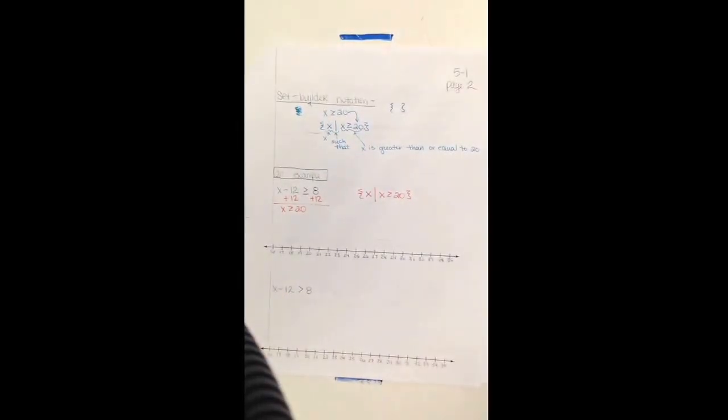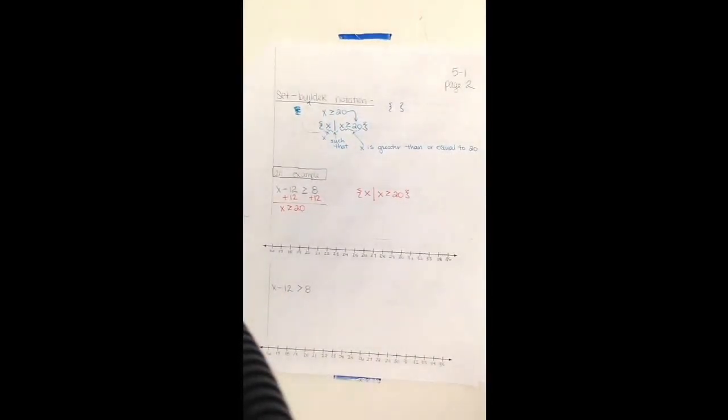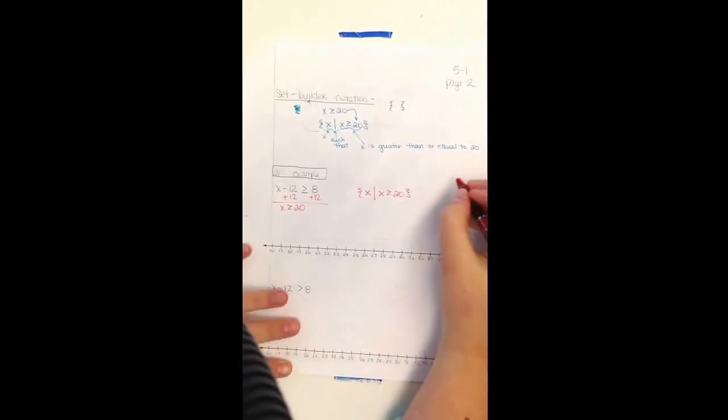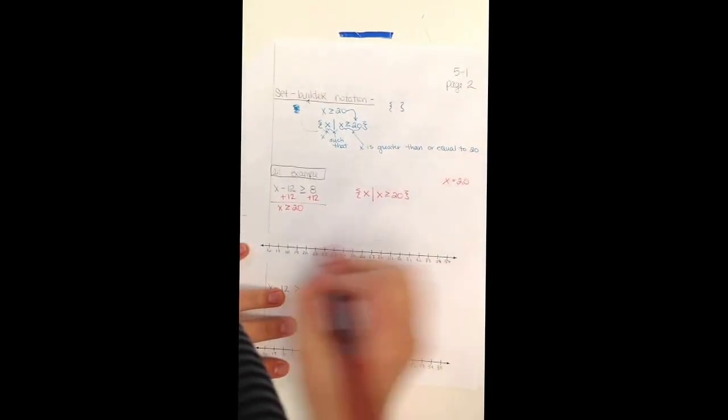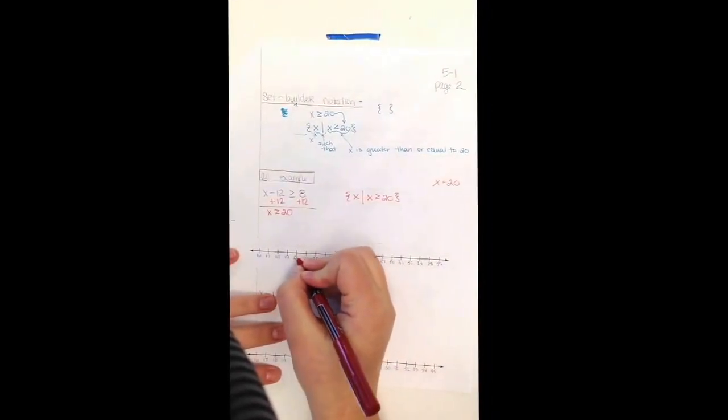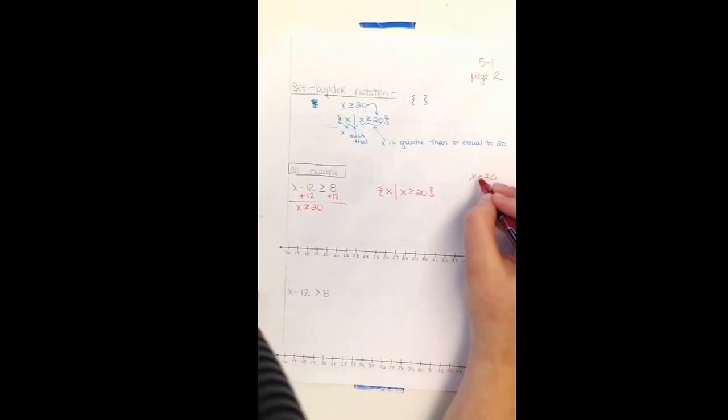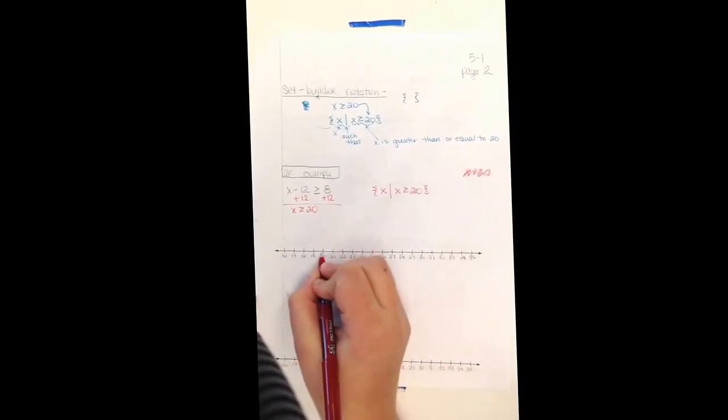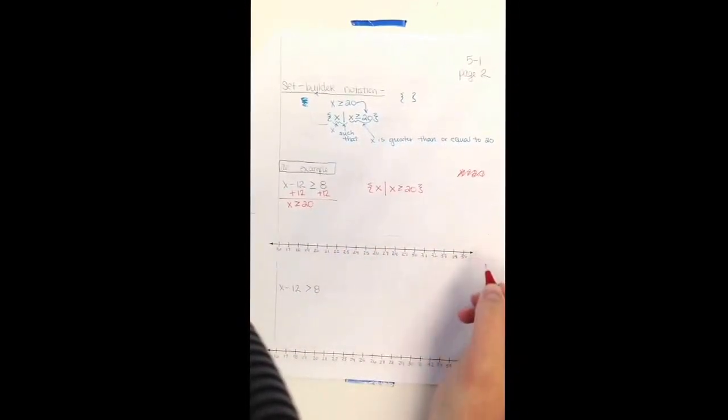Okay, that's all you have to do for set builder notation. We can also graph inequalities. If we were graphing x equals 20, you would just have a number line and you'd put a dot at 20. But we're not talking about just equal to 20. We're talking about 20 and everything bigger than it.